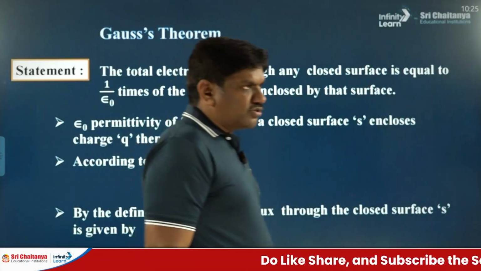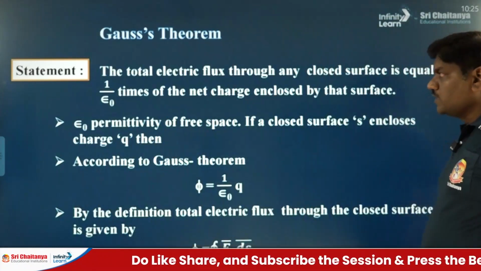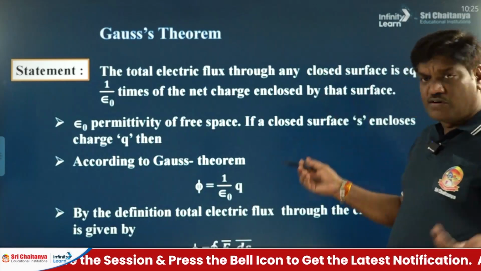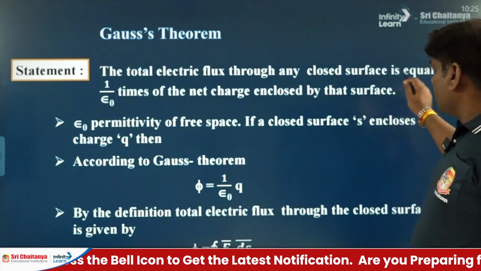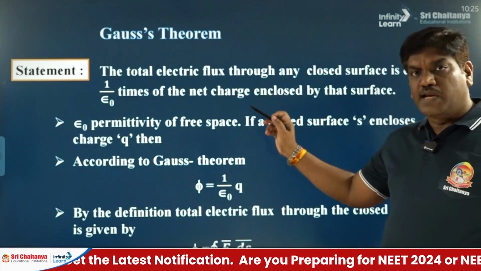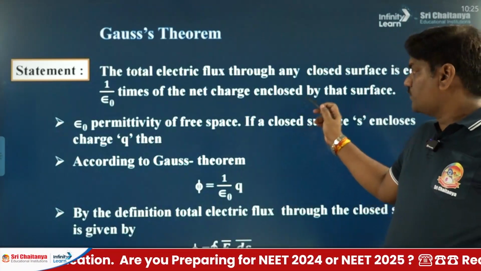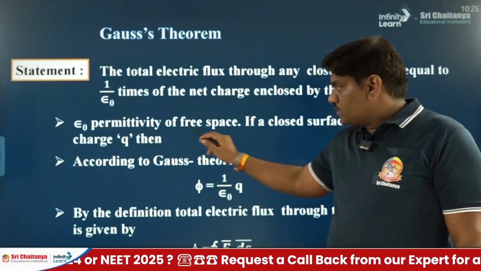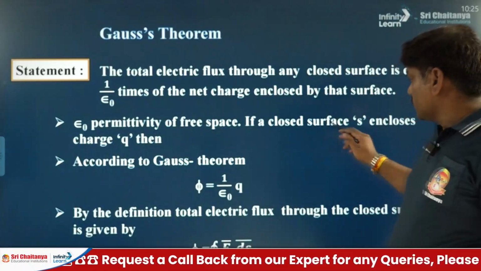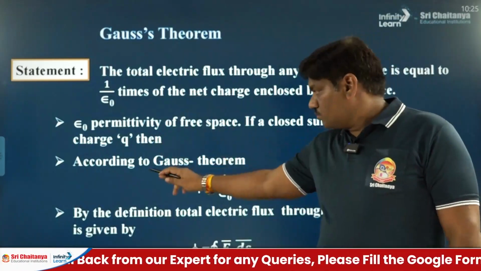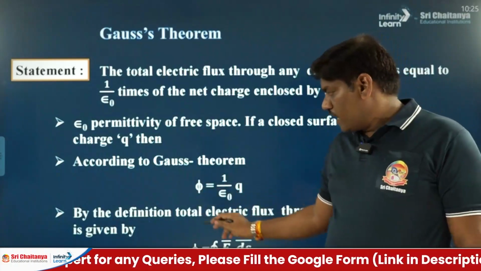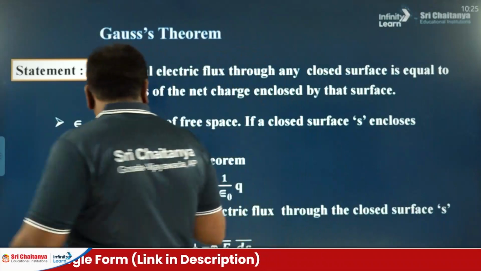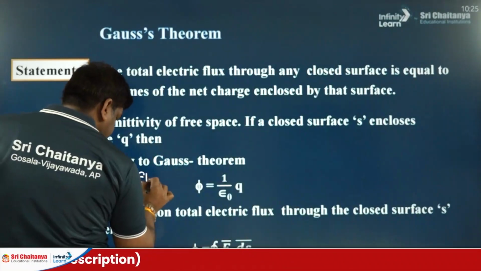So this is called Gauss theorem, and according to that, the total electric flux through any enclosed surface, closed surface or enclosed surface is the same thing, is equal to 1 by epsilon naught times the net charge which is enclosed by that surface. Now here epsilon naught is what? It is called the permittivity of free space, and charge is Q. And according to the Gauss law, this phi is representing the electric flux.